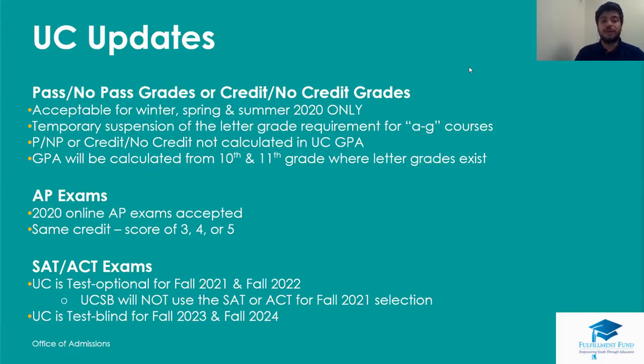Essentially, if a student receives a pass or a credit grade, they can still consider those A through G courses completed. Keep in mind that pass, no pass, or credit, no credit grades, however, are not going to be calculated in the UC GPA. We will continue to only use either letter grades or your typical grading scale as part of the calculation. And also keep in mind that GPA will be calculated from 10th and 11th grade where the letter grade does exist.